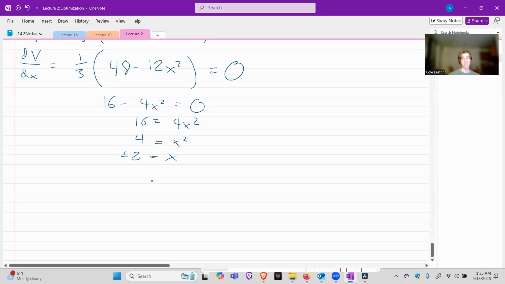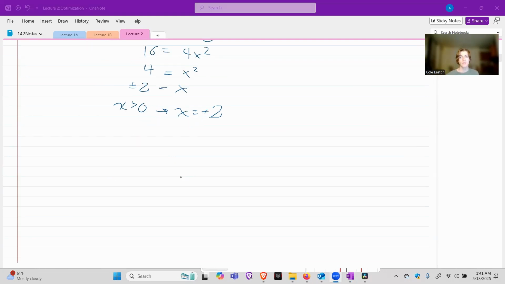But if we think about what x represents, we know that x has to be bigger than 0, right? X is one of the side lengths of the base. So x has to be positive, and that means that x equals positive 2. Okay, so now we found the x that maximizes our volume.